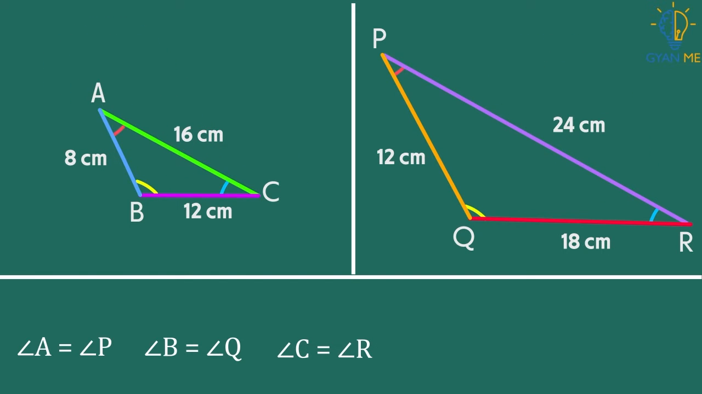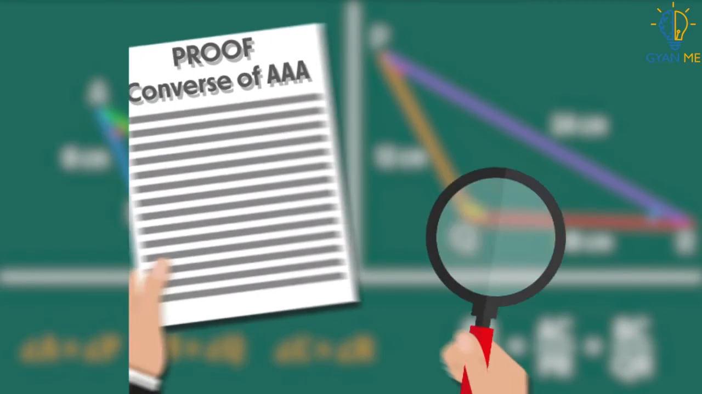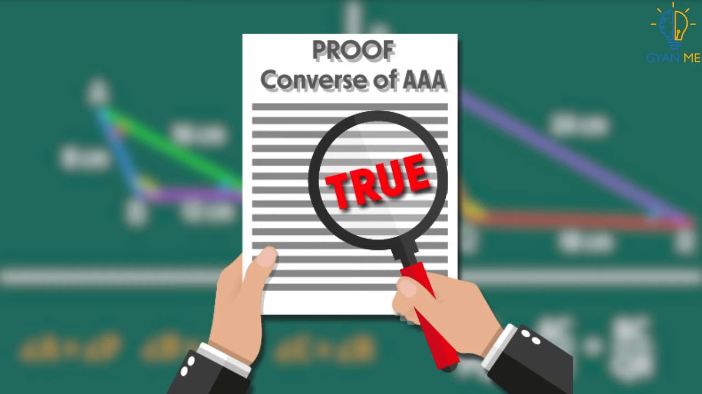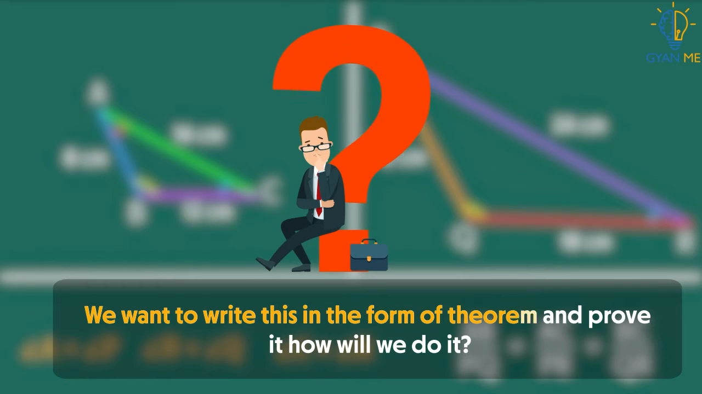From here, we can conclude that if we take two triangles such that they have corresponding sides proportional, then their corresponding angles will also be equal. So we can say that the converse of the AAA criteria of similarity is also true. But if we want to write this in the form of a theorem and prove it, how can we do it?